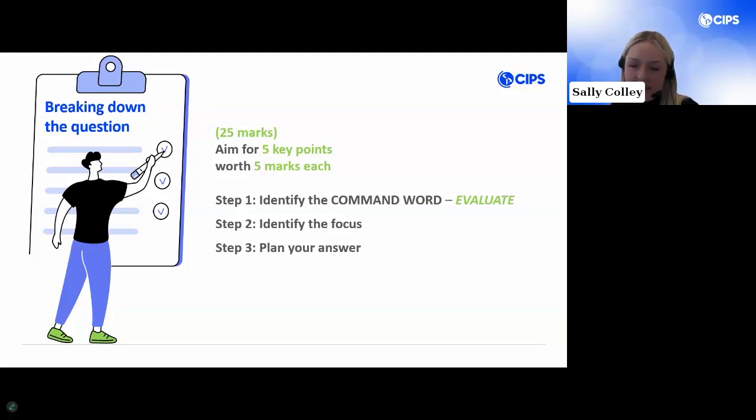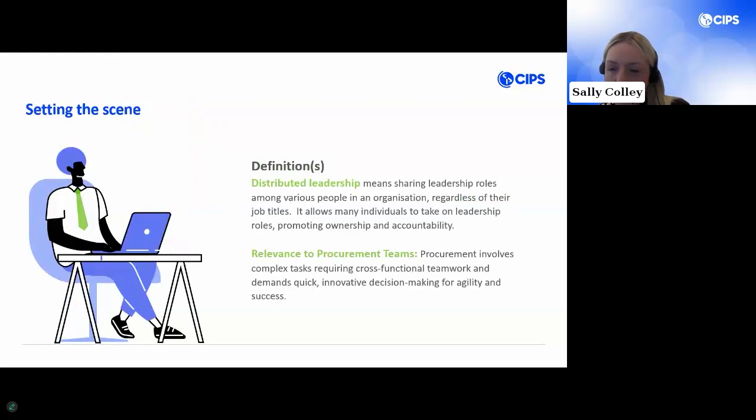So start by dissecting the question into manageable parts, and let's have a look at how we can do that for this question. First of all, you can start by defining the topic. That's identifying the key words in the question. An example for this question would be the actual topic, distributed leadership. It means sharing leadership roles amongst various people in an organisation, promoting ownership and accountability.